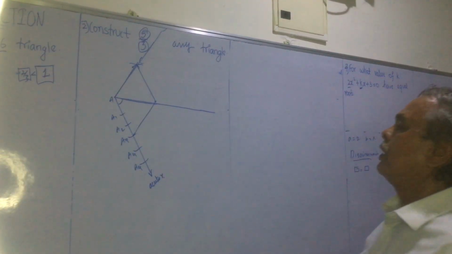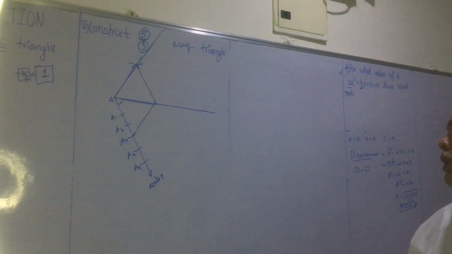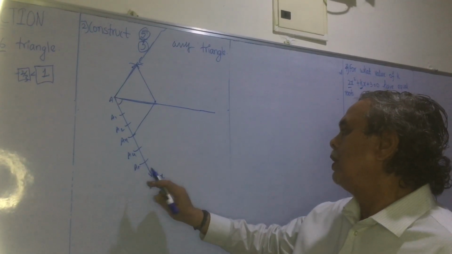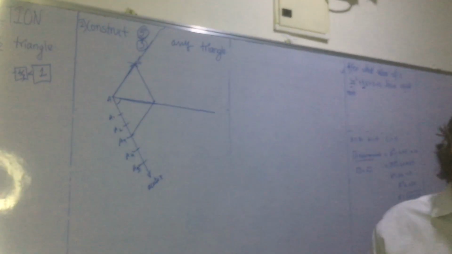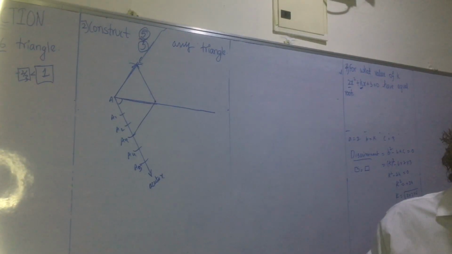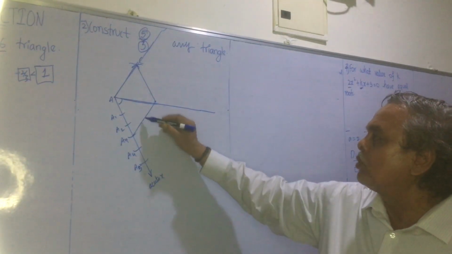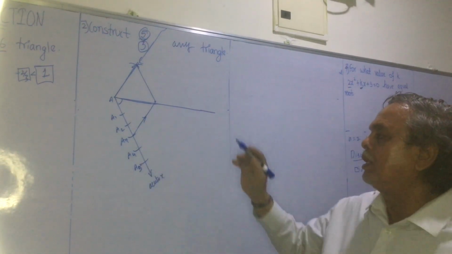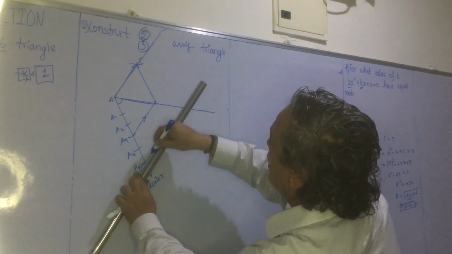Then tell me what the ratio is next. 5. This is A5. What line should be merged? Listen: make the A5 line parallel to this line.